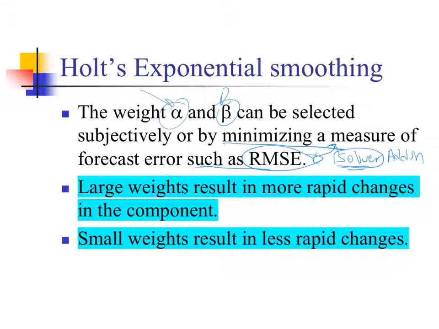But just be careful, if you use large weights for alpha and beta, you are assuming that there are more rapid changes in the component. Alpha is used for the level forecast and beta is used for the trend forecast. So if there is a rapid change in trend, you might think about using higher beta values. And if there are rapid changes in the level, you might think about using larger weights for alpha. And if it's the reverse, then you might choose smaller weights for both of them. So small weights result in less rapid changes.